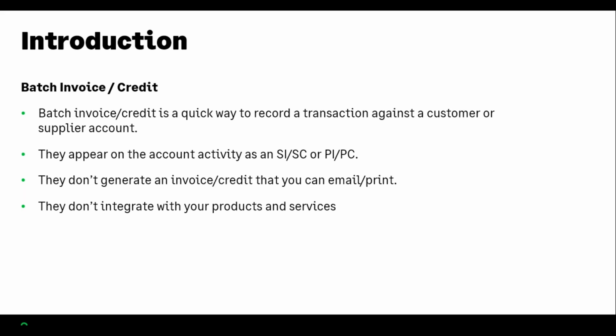And that will appear, as it says in front of you, as an SI, a sales invoice or sales credit, or a PI, PC, purchase invoice, purchase credit, depending on which way around you're doing it. And again, when you are doing batch invoices, you don't get the benefit, if you want to call it that, or the option is a better word, of being able to email or print it off. You're just recording that activity against that customer or supplier.